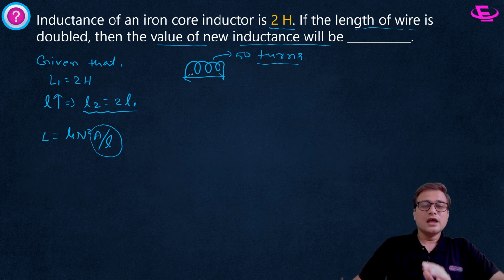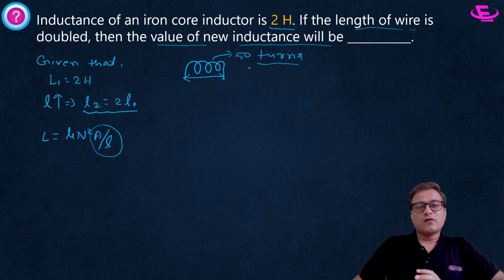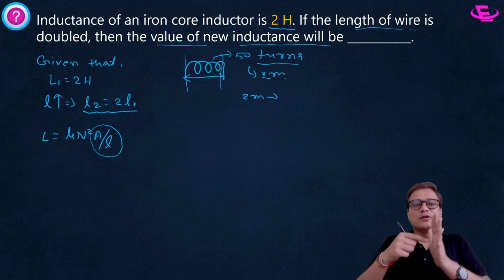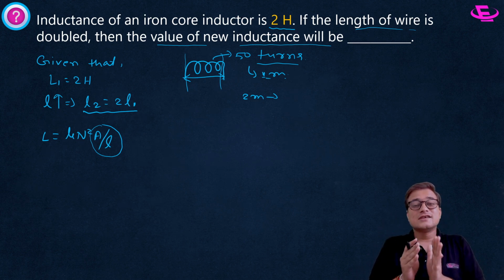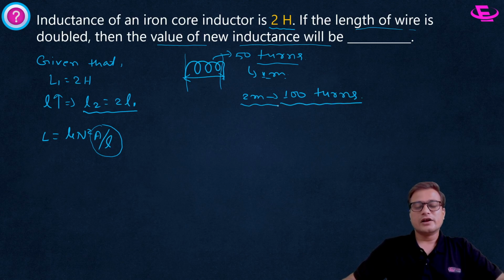Now what happens? You are increasing the length twice. If it was for 1 meter, now if you are taking 2 meter of wire, what will happen? Again the length of frame is fixed. So the wire's turns will be closer to each other and hence the number of turns will be doubled. So here the number of turns is 100. Clear?